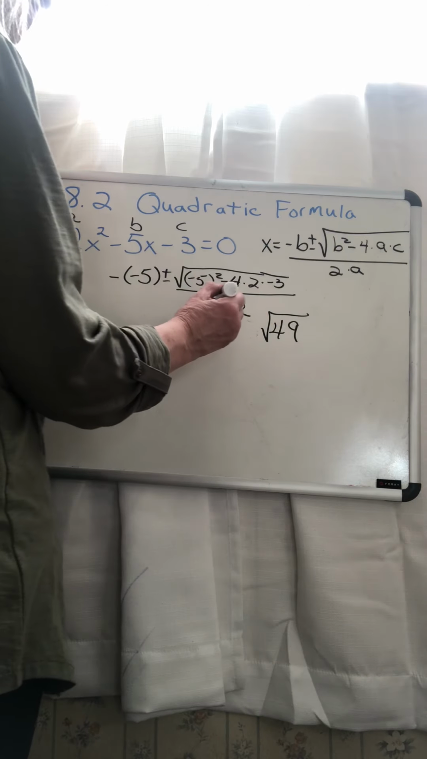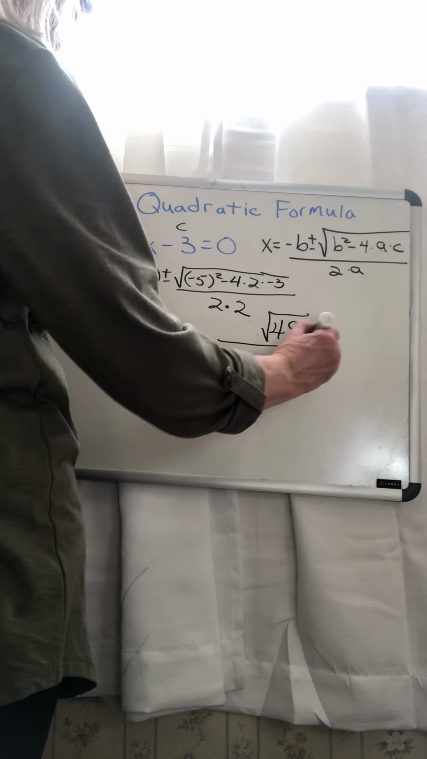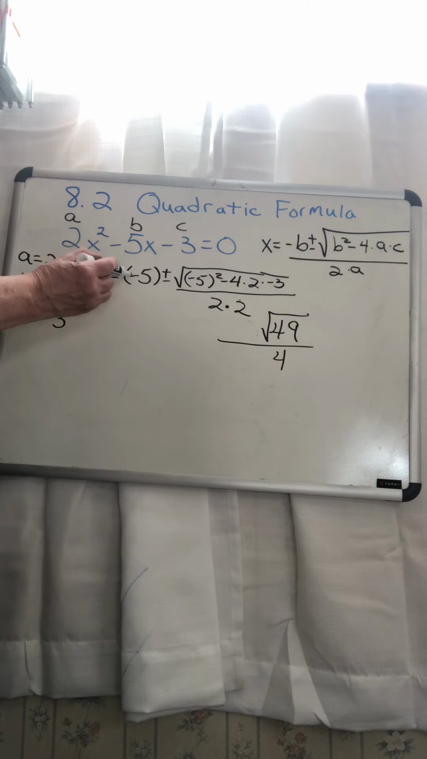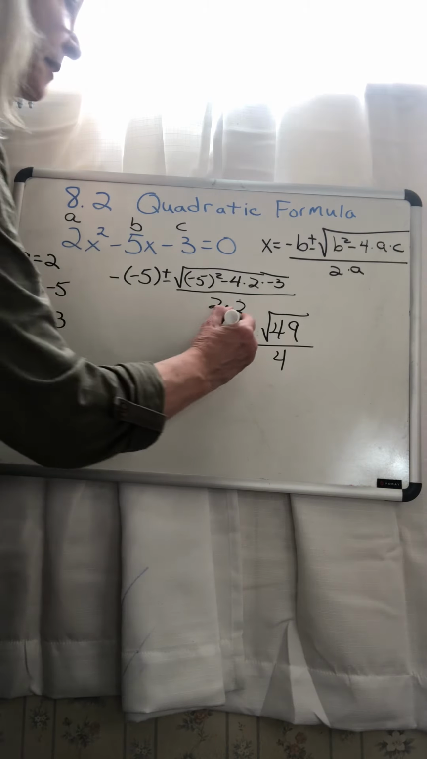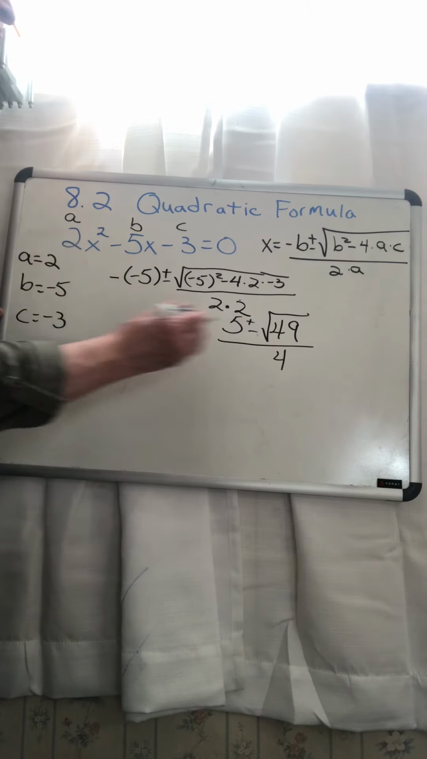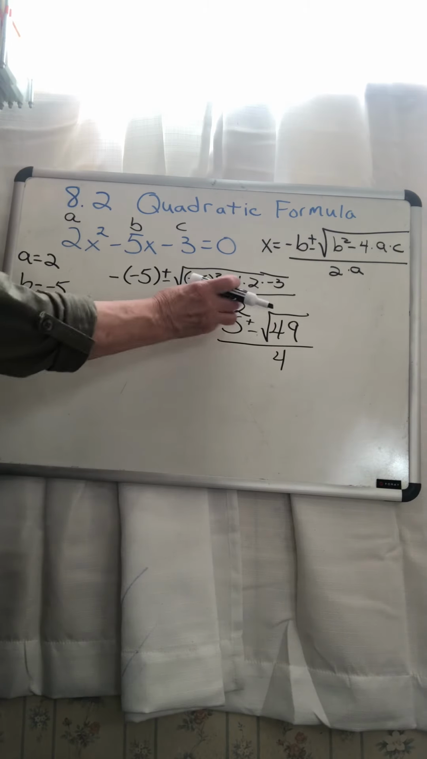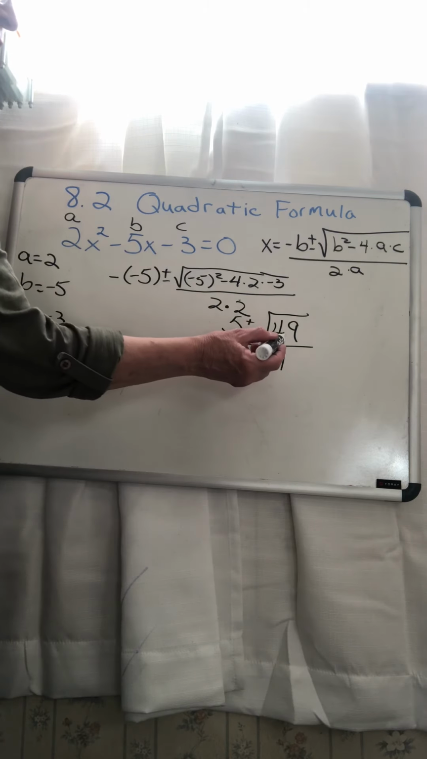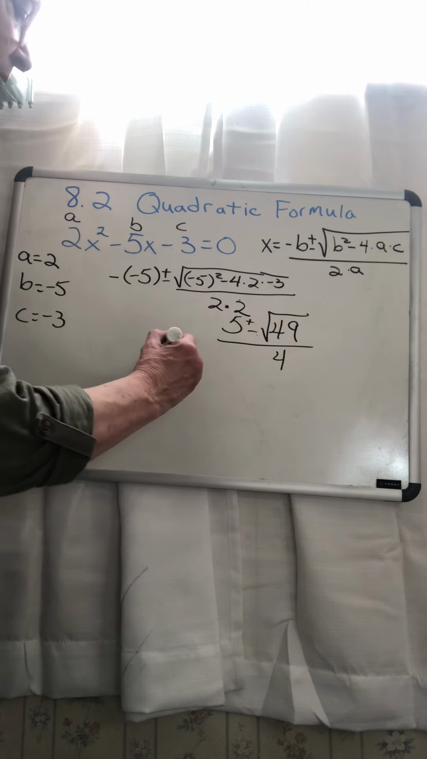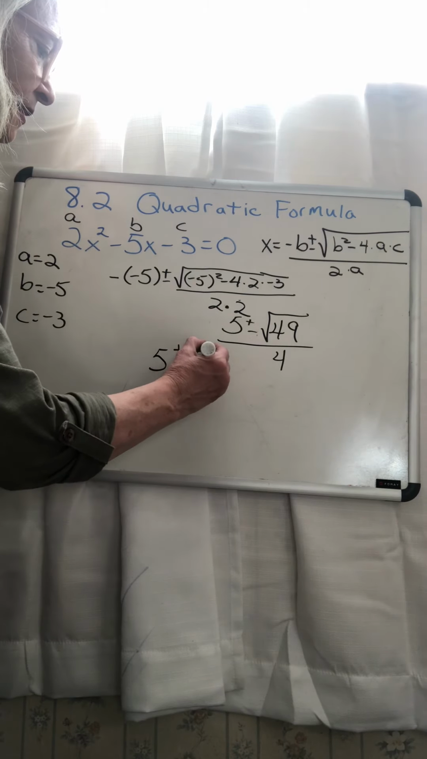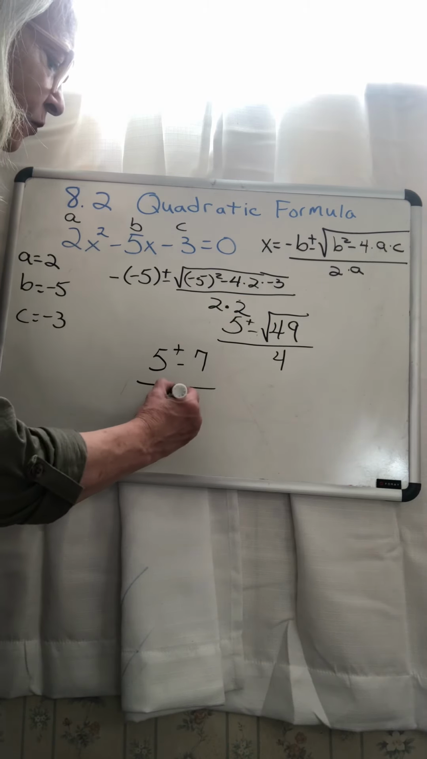Okay, 2 times 2 is 4, so we have divided by 4. And then outside here we have a negative times a negative 5, which would give us a positive 5. And then plus or minus the square root of 49. Okay, so now we're going to find the square root of 49. So we have 5 plus or minus 7, and then divided by 4.